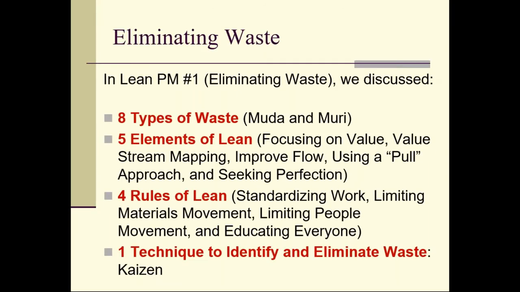We talked about the 4 rules of lean. Work standardization is absolutely important to improve consistency and predictability. We talked about limiting material movement and people movement and the need for education. And lastly, we looked at one technique to identify and eliminate waste, which is Kaizen. Kaizen is a continuous improvement activity that is collaborative, involves multiple people on the team with a focus on identifying and finding causes of variance and waste and getting rid of them quickly.